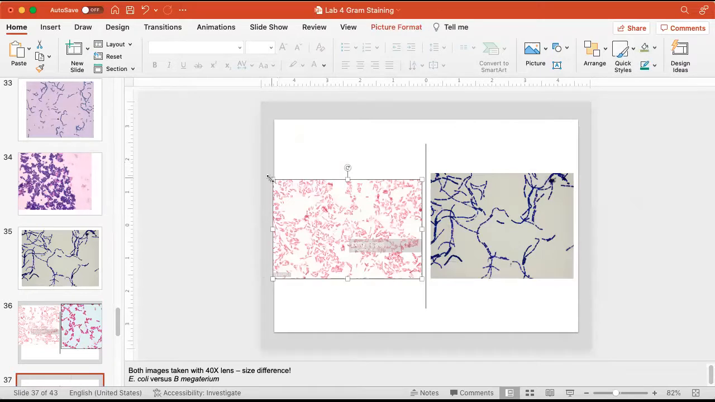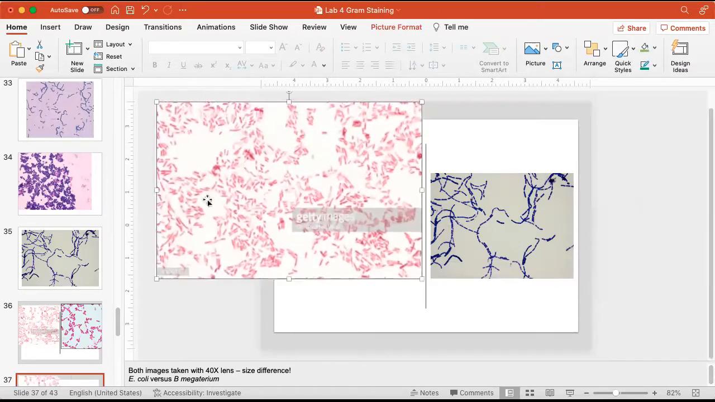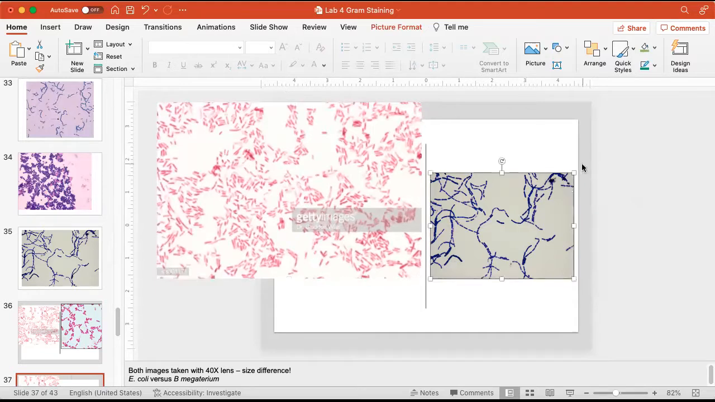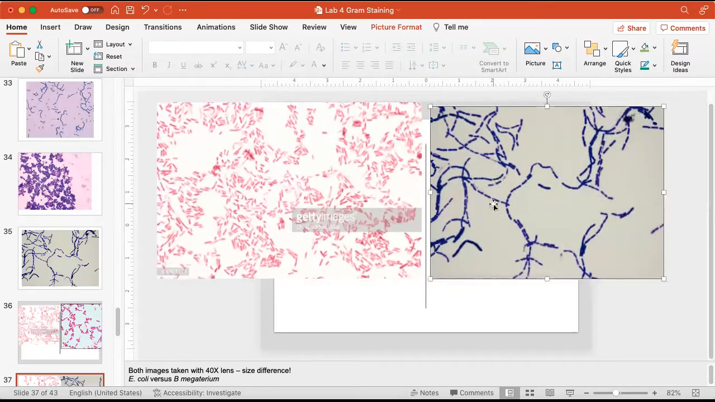Yeah, so compare the size. We're under the 40X lens here, E. coli. We're under the 40X lens here, Bacillus megaterium. Look at the difference in the size of those rods. Megaterium got its name because the rods are so big. It's just a big cell. It's a big organism.